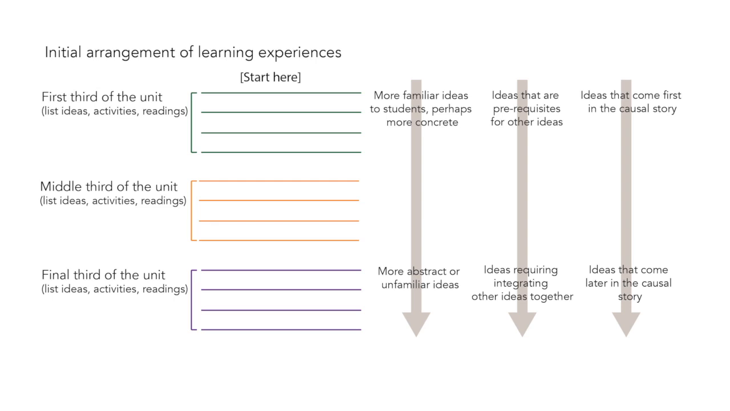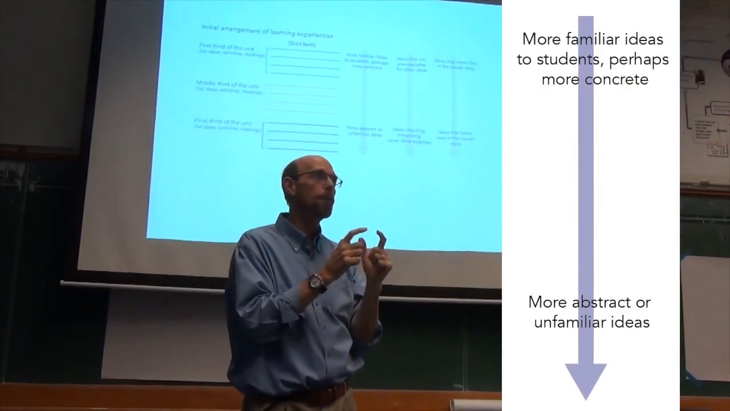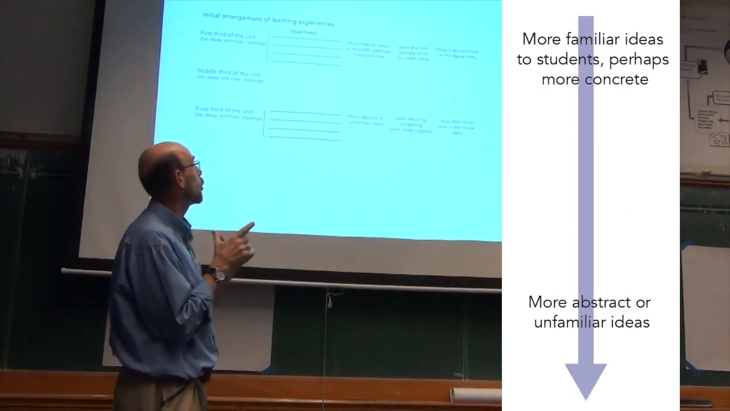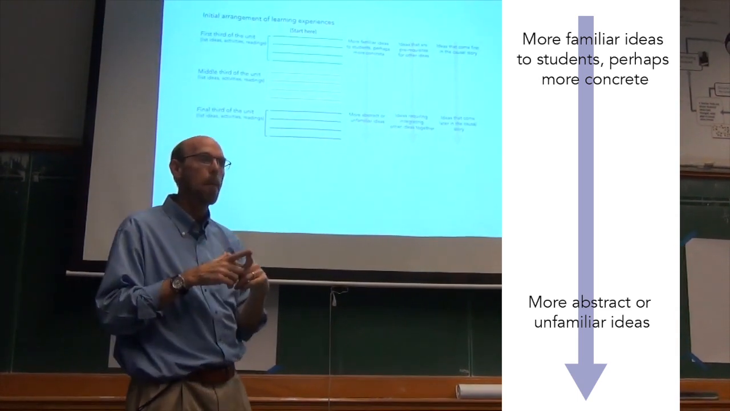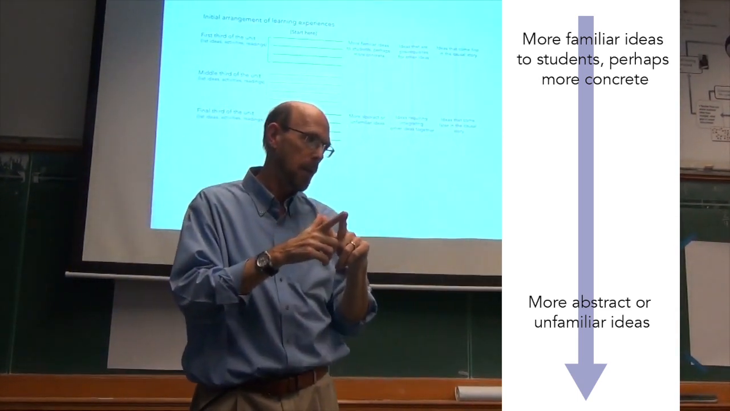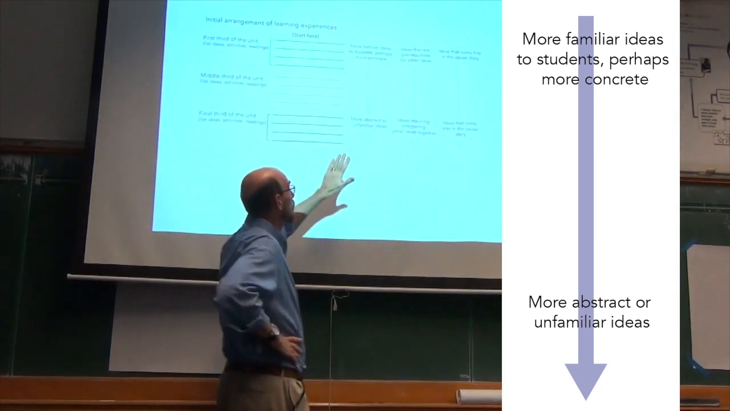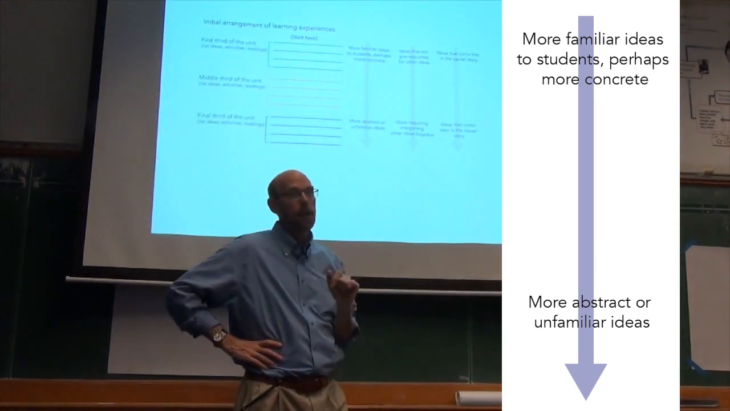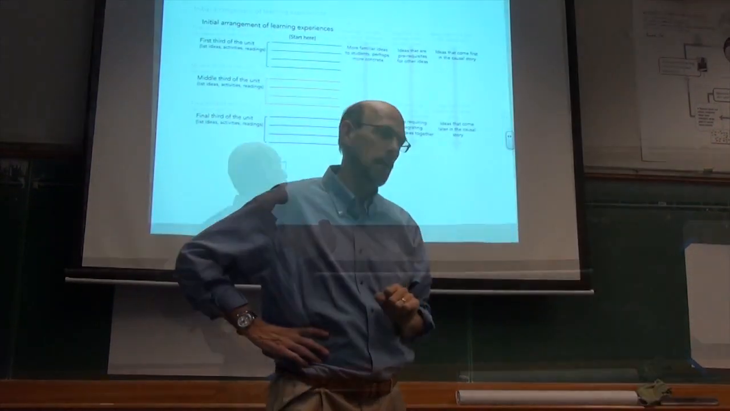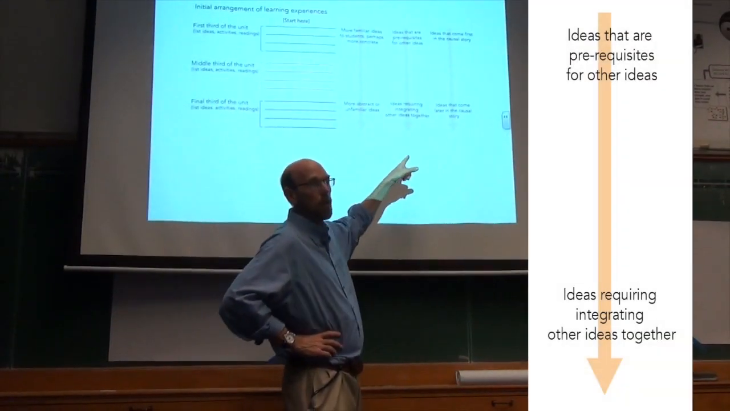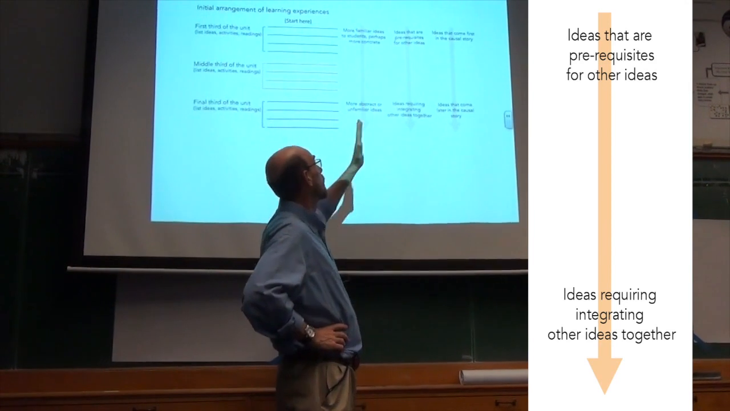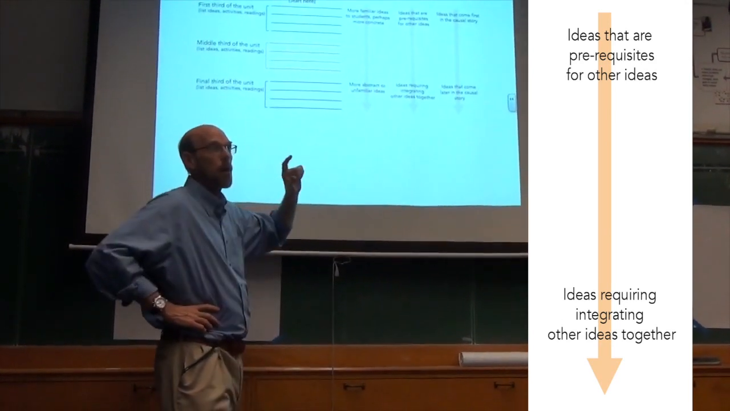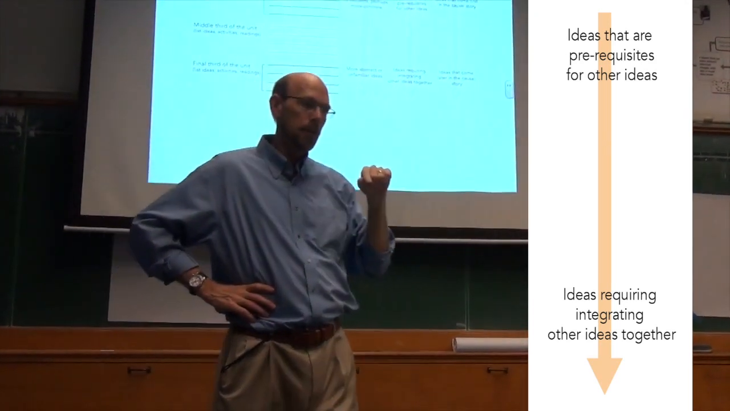One is that you can think about allowing kids to engage with more familiar ideas to them early, perhaps ideas that are more concrete, as opposed to later in the unit where you might transition to more abstract ideas or ideas that are unfamiliar to kids. A second way you can judge what comes early, middle, and late is ideas that are prerequisites for other ideas.